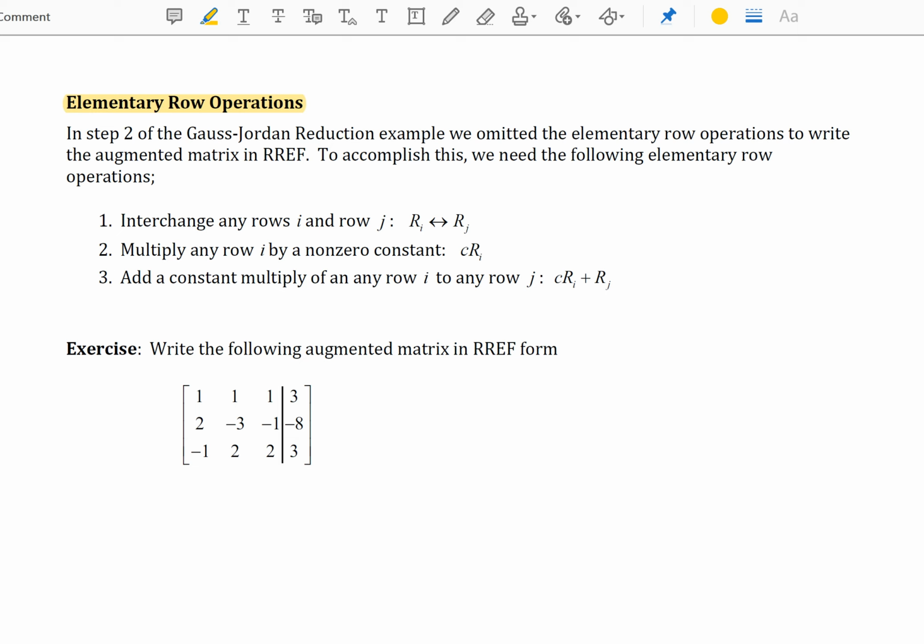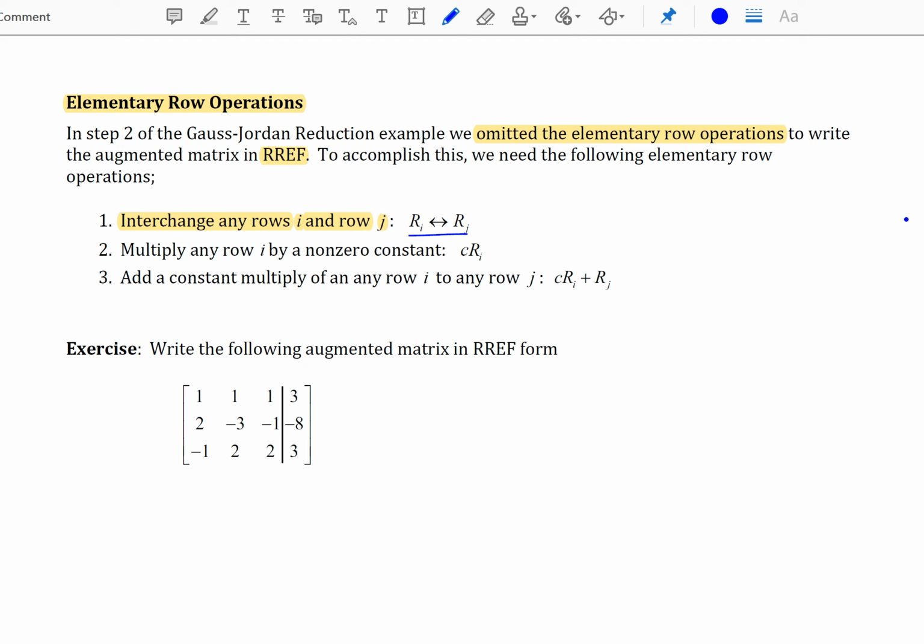So, in step 2 of the Gauss-Jordan reduction example, we omitted the elementary row operations to write the augmented matrix in RREF form. To accomplish this, we need the following elementary row operations. The elementary row operations say that we can interchange any rows i and j. We can rewrite the order of the equations. And notice the notation I'm going to use to represent that.